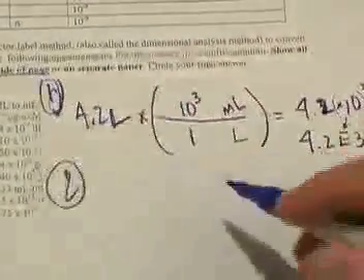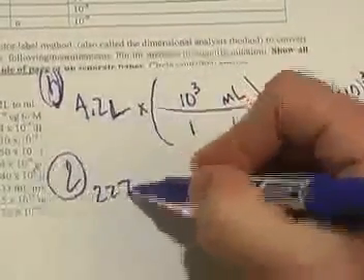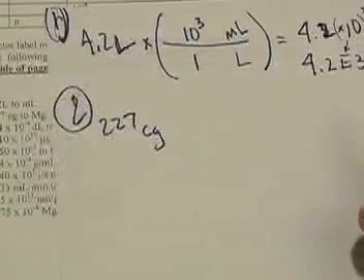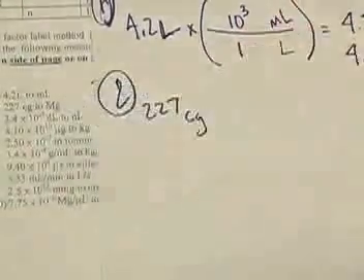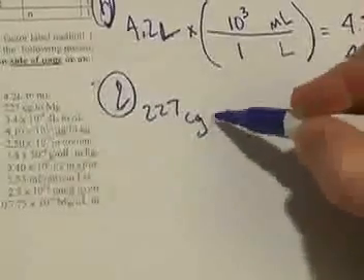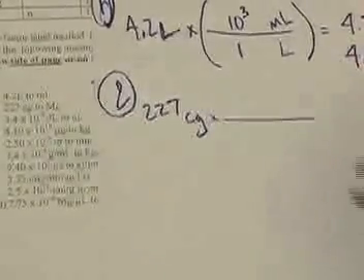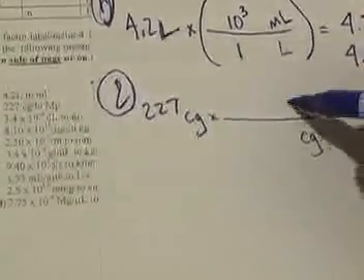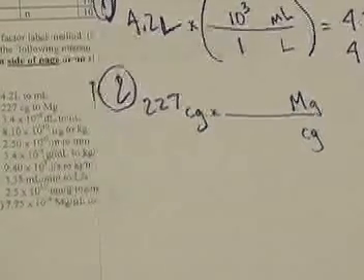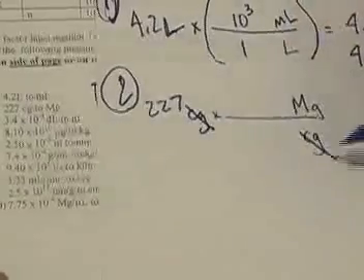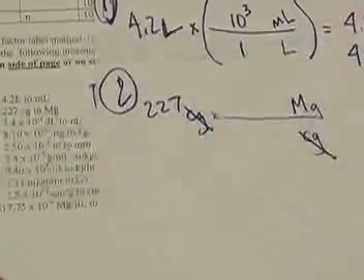Number 2 says 227 cg, and then 2 capital Mg. 227 cg to capital Mg. The first thing you do is write what you have, put a multiply sign, put a line. Now put cg in a position where it's going to cancel. Put capital Mg as your new set of units. So cg cancels with Mg. Remember, always put your units in first, then look to see what number to put in.